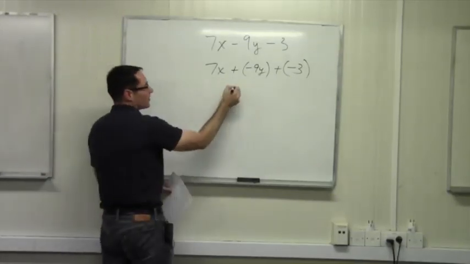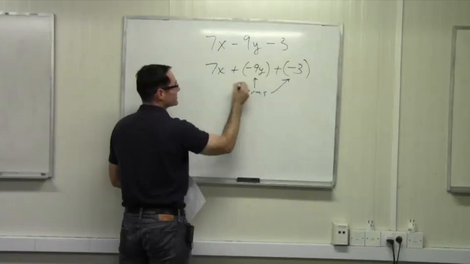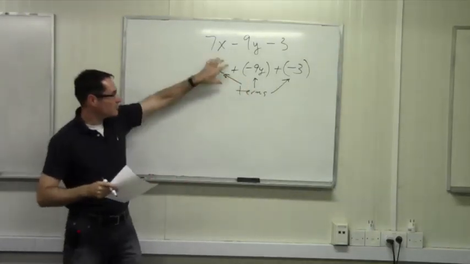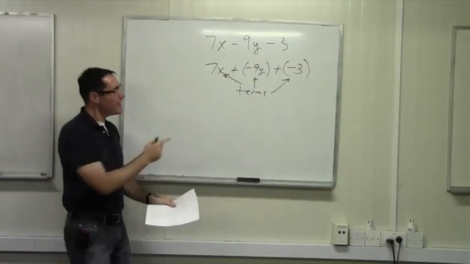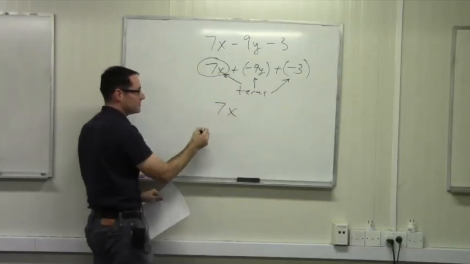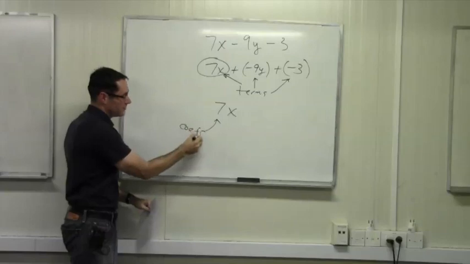And these things are called terms. So that's a term, and that is a term. Not just the x, the whole thing there is a term. In this term, 7x, this is called the coefficient.